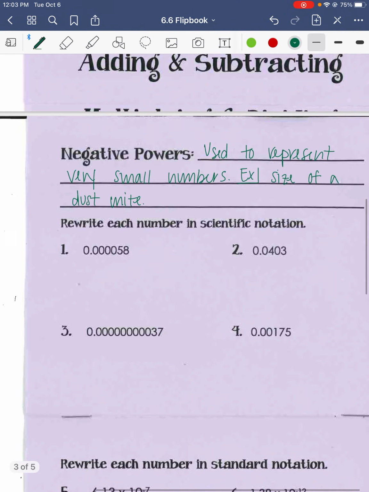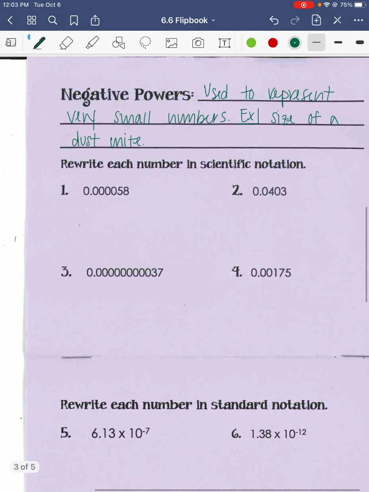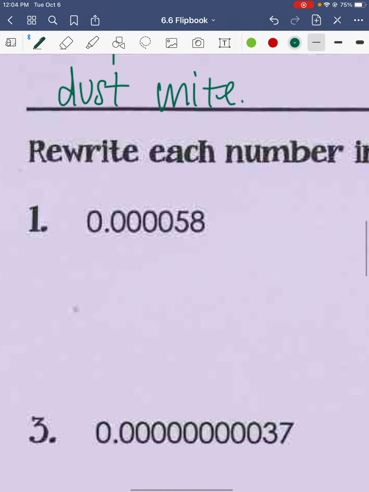So flipping up one more time, the next page here we have our negative powers, and these are used to represent very small numbers. For example, the size of a dust mite. So that's measured, it's so small that we can use scientific notation to represent these incredibly small numbers, okay? So it is just the opposite of your positive powers with one exception, okay?